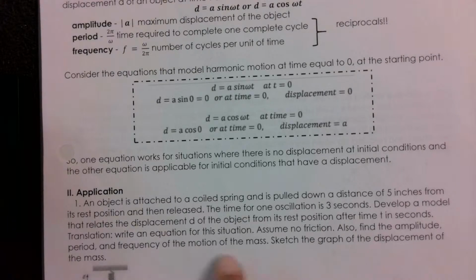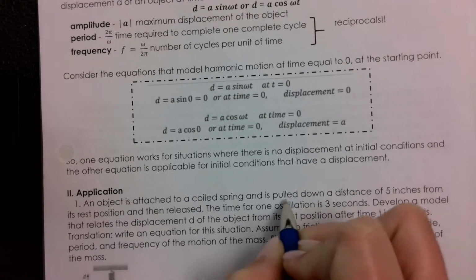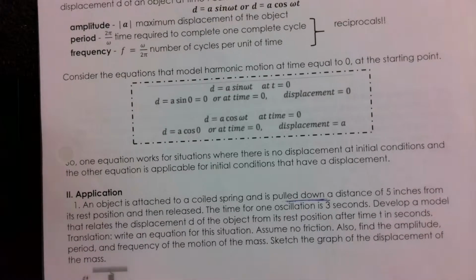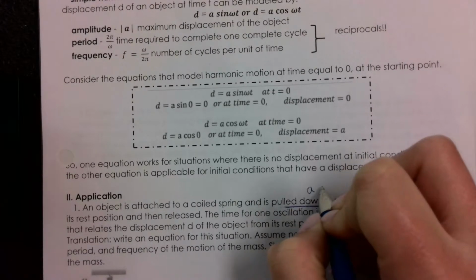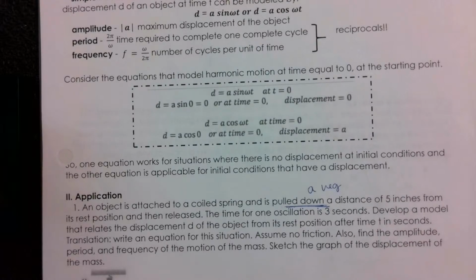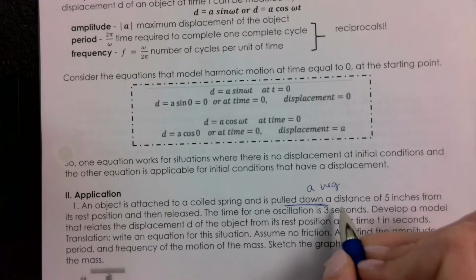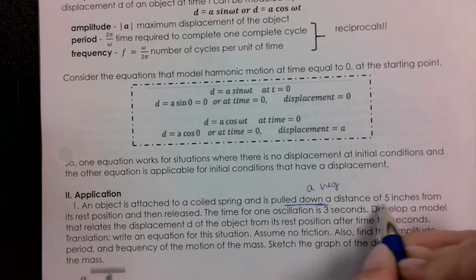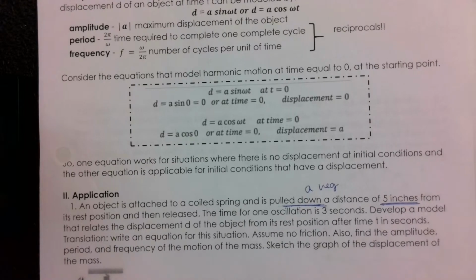So we've got an object attached to a coiled spring, and it's pulled down at a distance of 5 inches from its rest position. The fact that it's being pulled down first tells us that your A value, your amplitude, is going to be negative, right? So I'm going to say A is negative. Then it's at a distance of 5 inches. So that's your displacement, which is basically telling you that your amplitude is 5, or negative 5 when we go to write our equation, since it's being pulled down to start. Distance of 5 inches, and then release.